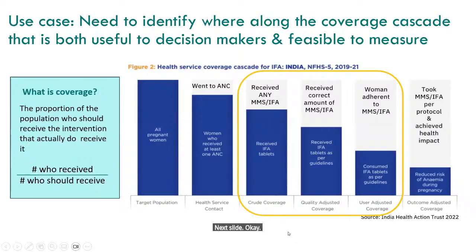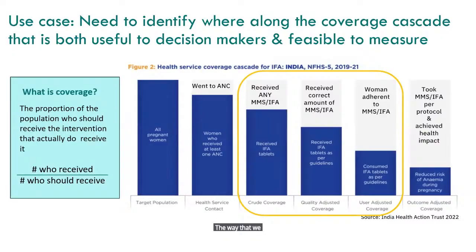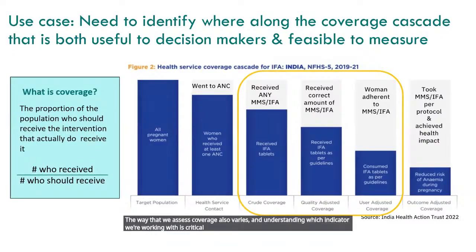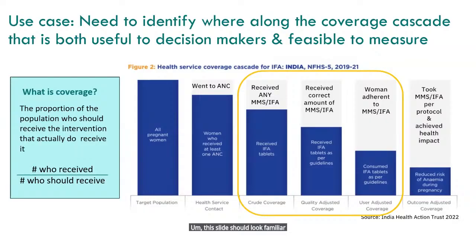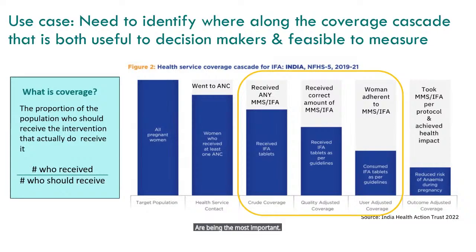Okay, the point of this process is to develop an indicator that is both meaningful for decision making and feasible to measure. The way that we assess coverage also varies, and understanding which indicator we're working with is critical to know who is truly being reached and who isn't. This slide should look familiar based off of Sunny's earlier presentation, and just wanting to highlight here that those that are circled in yellow are the most important. Next slide.